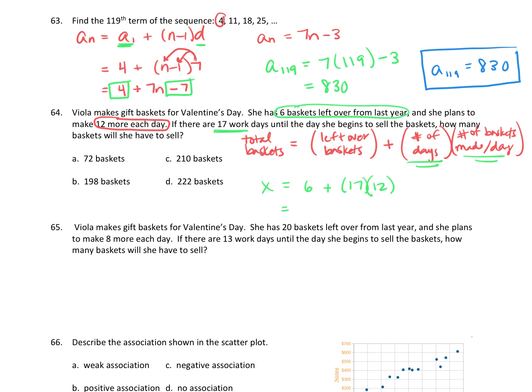So when we simplify this, we have 6 plus, we will do that multiplication first. 17 times 12 is 204. And that gets us to 210 total baskets. And we look at our options, and there it is, 210 baskets.